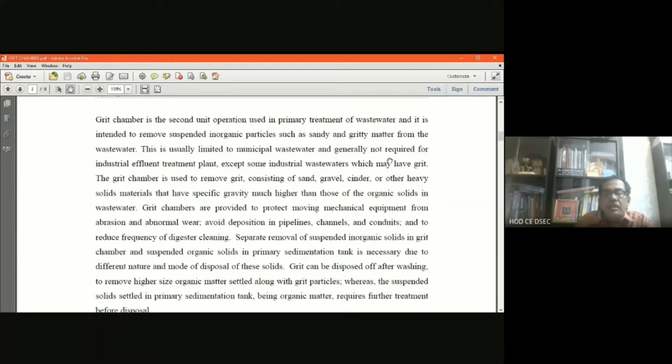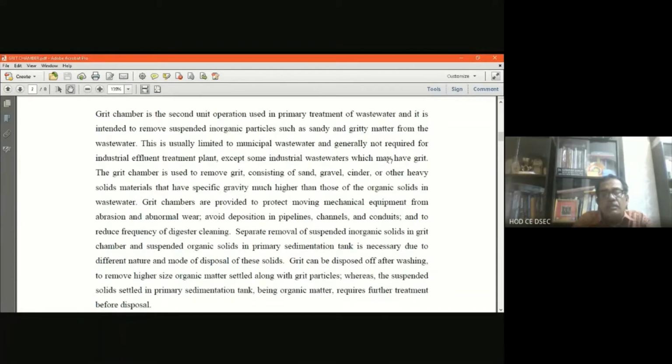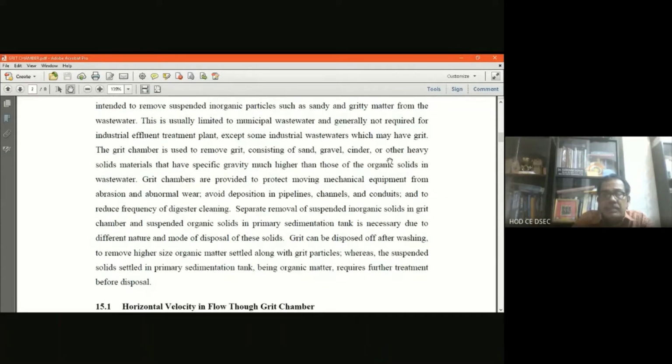Okay. Now, after separating the grit particles from the wastewater in the grit chamber, the grit can be disposed of after washing to remove higher size organic matter settled along with the grit particles, whereas the suspended solid settles in the primary sedimentation tank. Being organic matter, it requires further treatment before disposal.